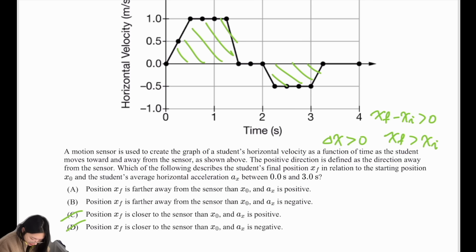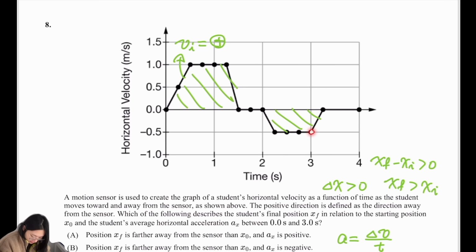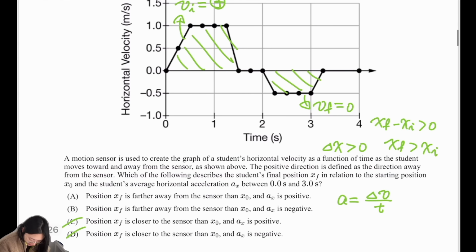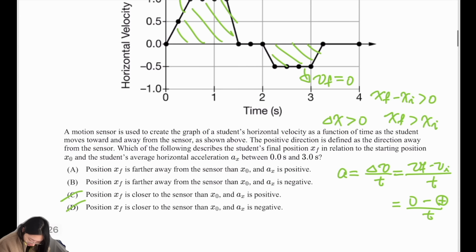And then this represents the velocity at time t equal to 0. When time t is equal to 3, this represents the velocity at 3 seconds. So v final is equal to 0. Okay, so delta v is v final minus v initial. So it is 0 minus a positive value, divided by t. So it must be a negative acceleration. So B is the right answer.